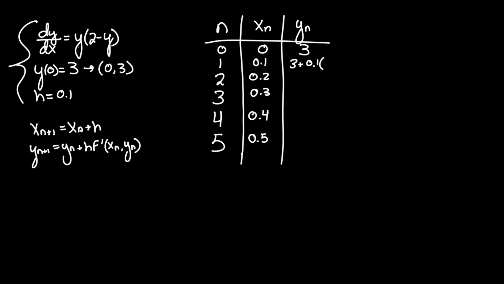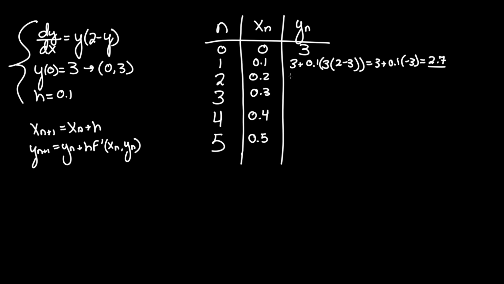So plugging y of 0, which is 3, into this, we get 3 times (2 minus 3). And that's equal to 3 plus 0.1 times 3 times negative 1, which is negative 3, and evaluating this gives you 2.7. So we know that the value of y as we go right on the coordinate plane is decreasing.